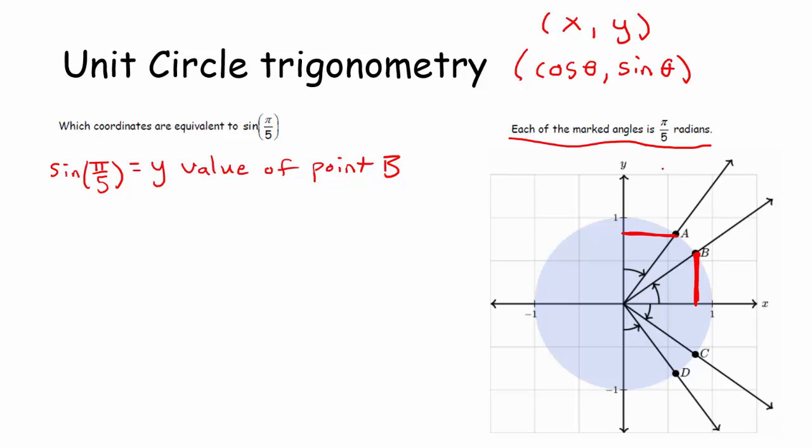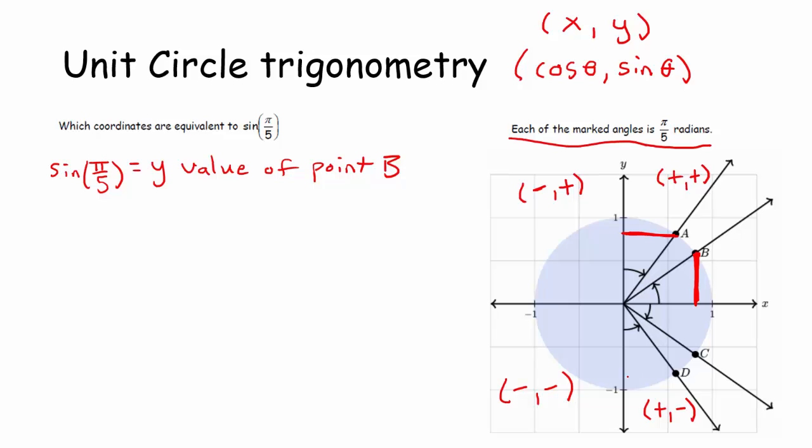So I'm thinking points in quadrant 1, the x value and the y value are both positive. Points in quadrant 2, the x value is negative, the y value is still positive. Points in quadrant 3, the x and the y values are both negative. And points in quadrant 4, the x value is positive and the y value is negative. So notice here for point C, the y value for point C, it's the same size as the y value for point B, but the y value for point C would be negative. So that's not a choice.